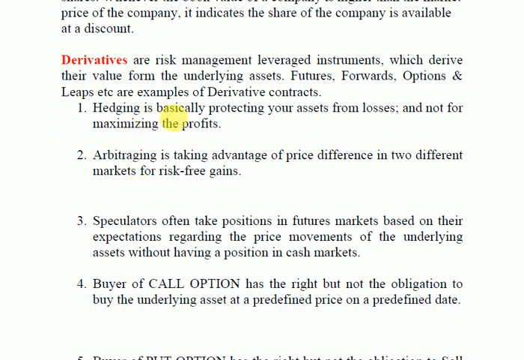Hedging. Hedging is basically protecting your assets from losses and not for maximizing the profits. Arbitraging. Arbitraging is taking advantage of price difference in two different markets for risk-free gains.